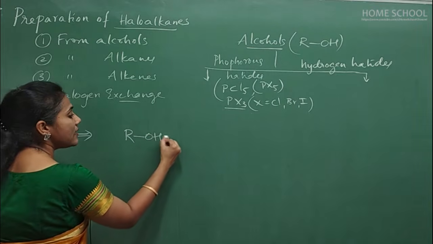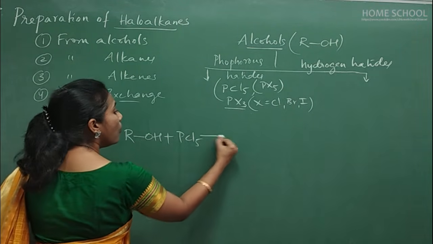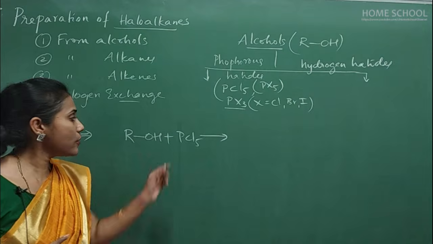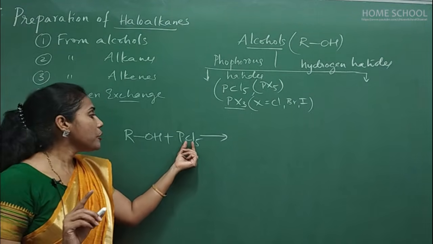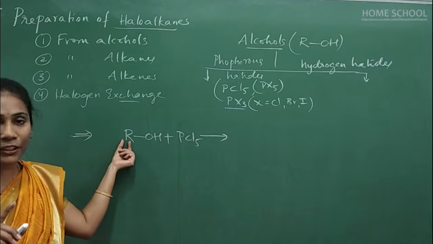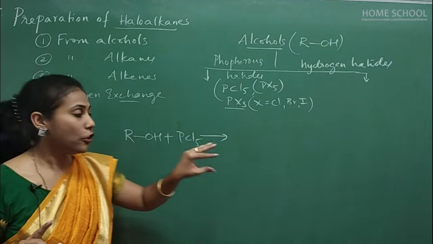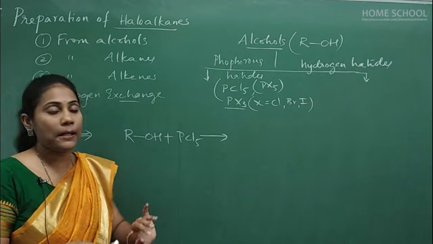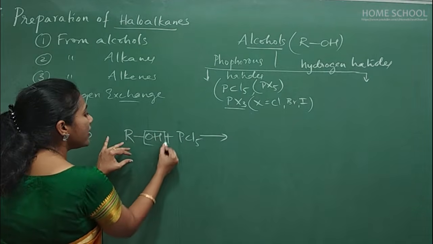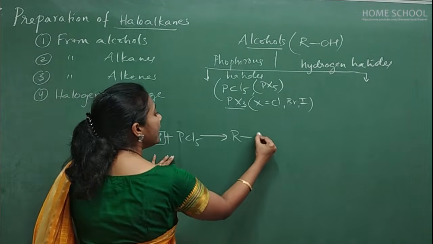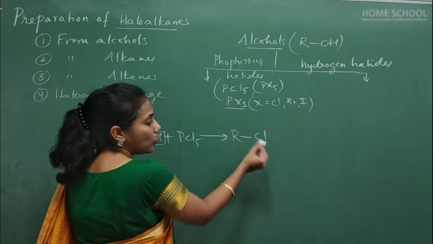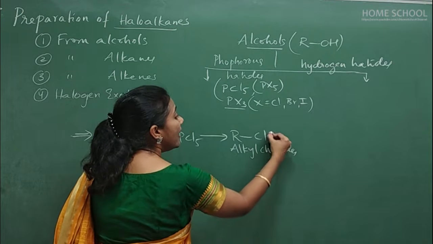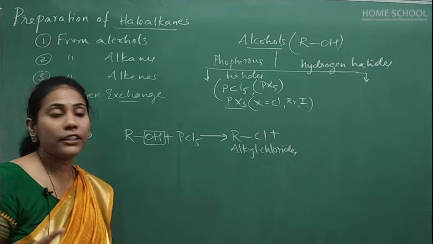When you take alcohols and treat with PCl5, what happens here is just this OH will get replaced by Cl. Cl is the most electronegative atom, so this electronegative atom attacks the R group and the OH group goes outside. It is just the replacement of OH group with Cl. If I replace this OH group with Cl, you get your major compound, alkyl chloride. So what are we getting here? Alkyl chlorides.